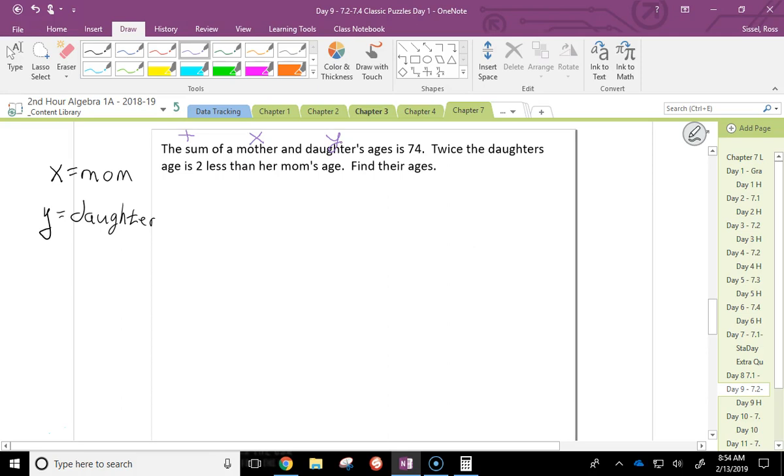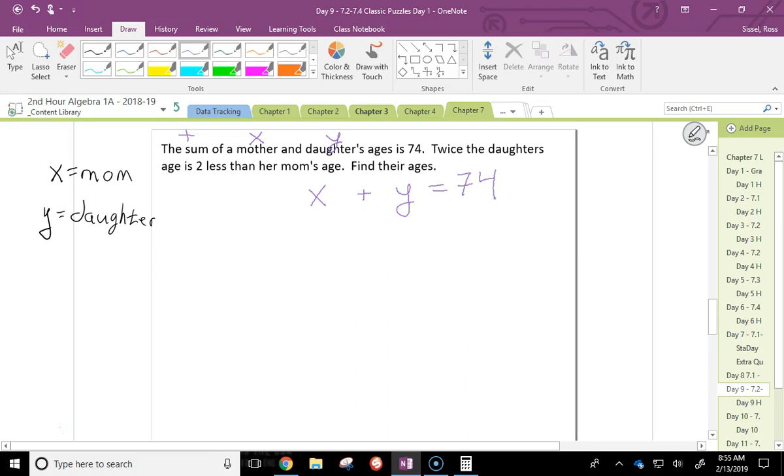A son. What would be my first equation? The mom plus the daughter equals 74. I'll grab it in just a second. The next one's the difficult one.